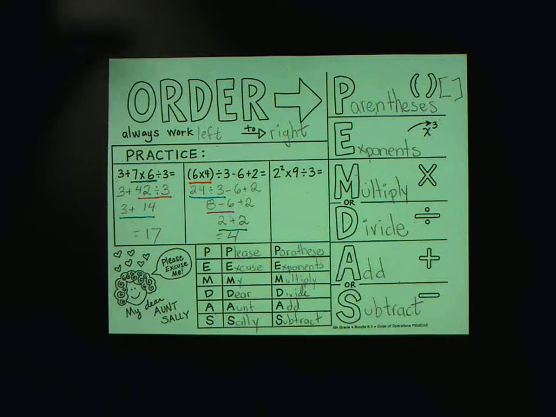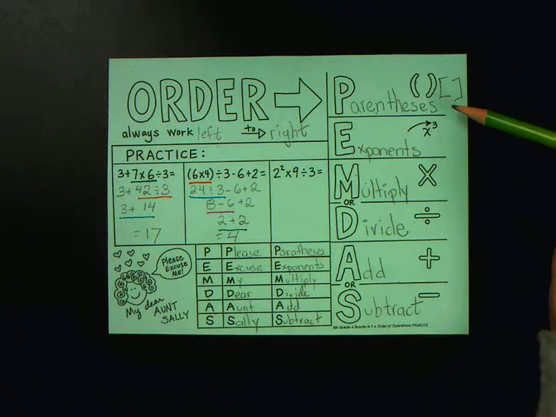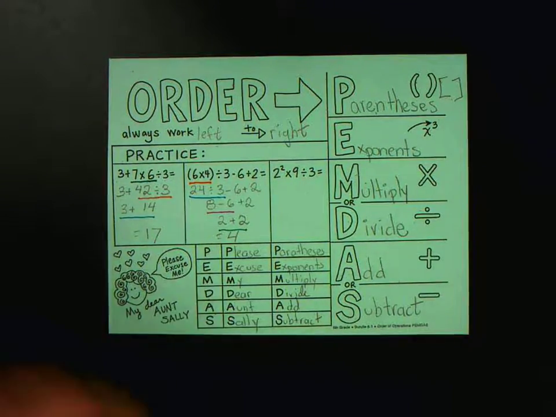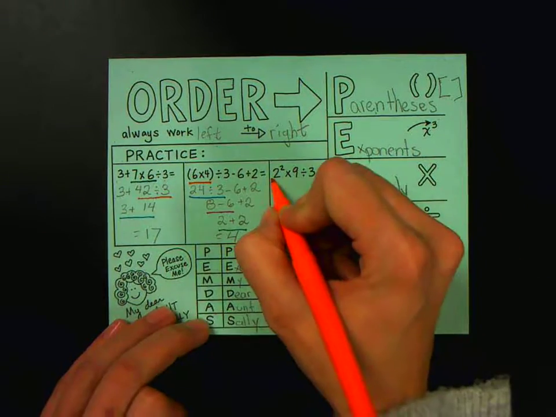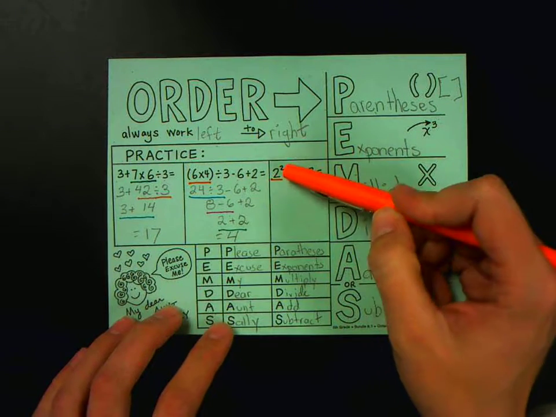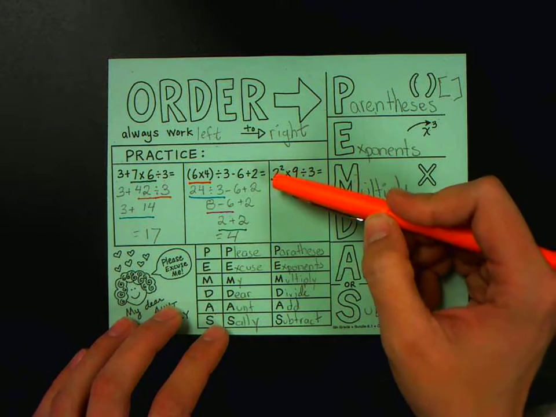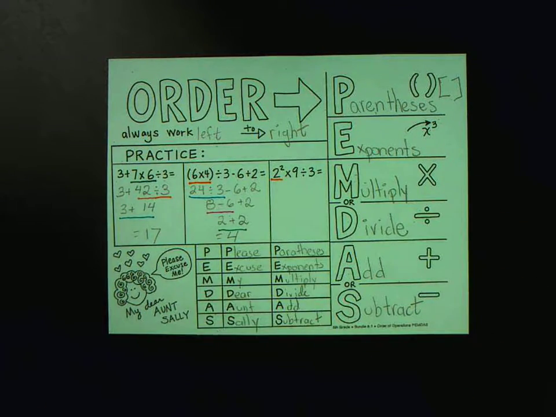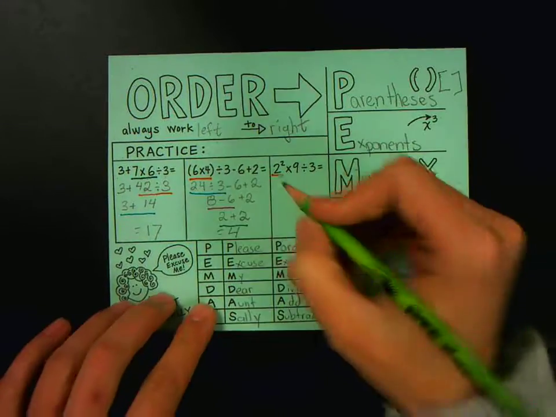This again is a pretty nice one. Are there any parentheses? No. Are there any exponents? There is. We have 2 squared. We have the 2 squared here. Remember, 2 squared is the same as 2 times 2, and not the base times the exponent, but the base times the base. So the base happens to be 2. So 2 times 2 is going to be 4. So now we have 4 times 9 divided by 3.